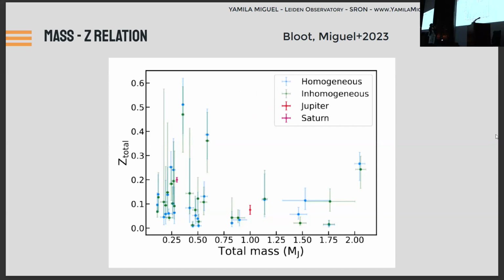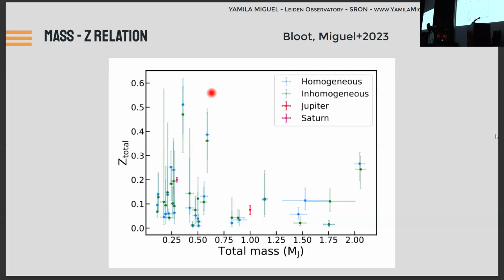You also see huge error bars. And this is also because the data that we use have huge error bars. I hope that now that we are getting better metallicities, or more constrained metallicities, with JWST, we could also learn a little bit more about this. And we see that there is a kind of a relation here between the metallicity and the mass.